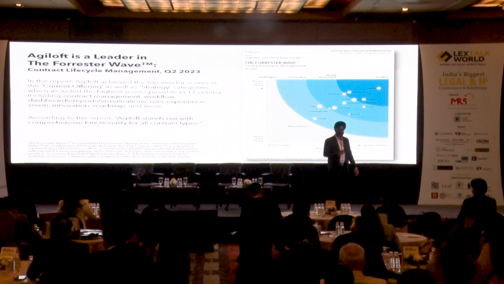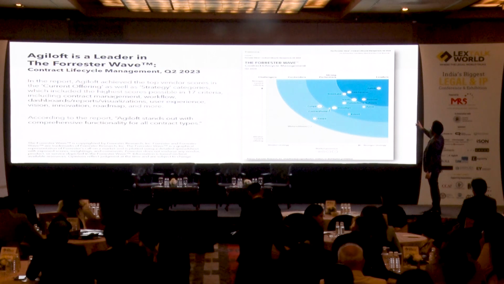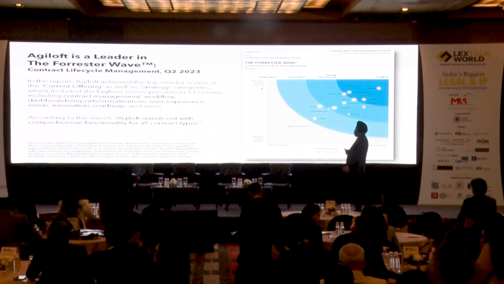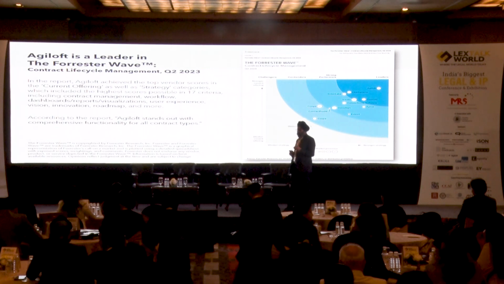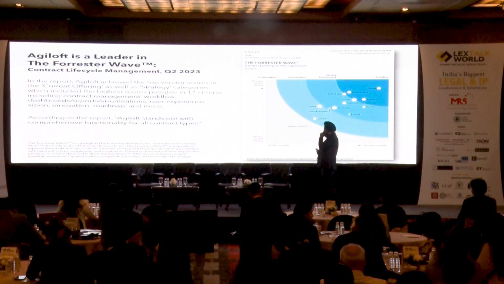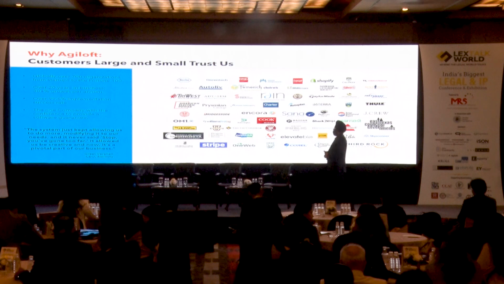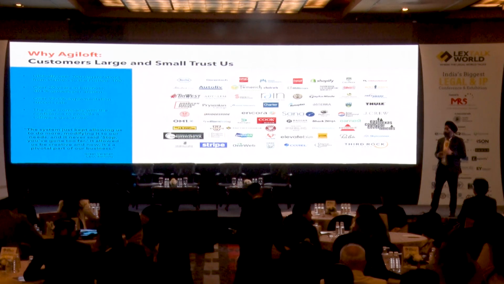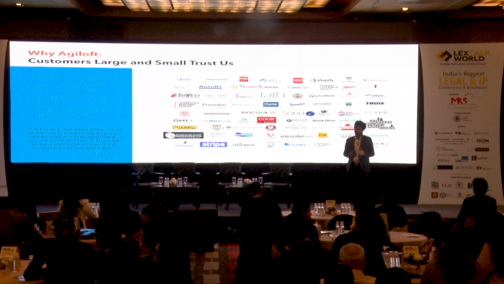In the second last quarter of 2023, in Forrester Wave, we were listed as the leader, which is the top right corner of the quadrant. It has around 17 criteria, which includes contract lifecycle management, workflow, dashboard, reports, and everywhere we are the standout performers. These are few of our customers out of 700 global customers we have. Most of the Fortune 200 companies are using Agiloft.